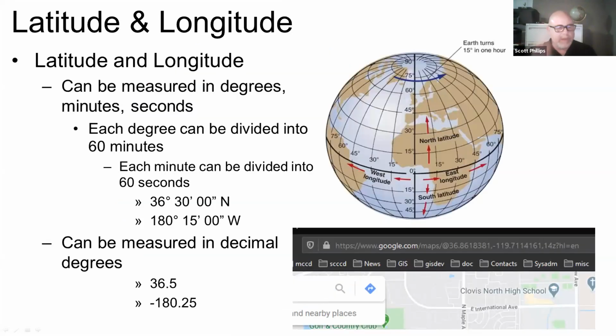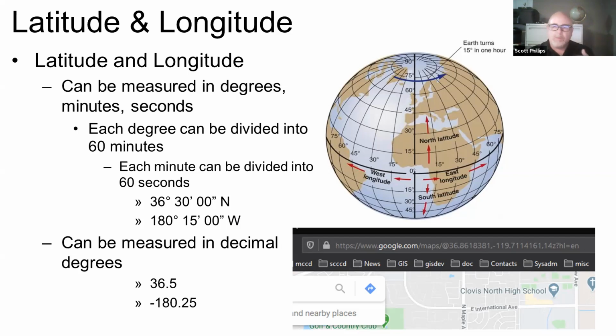Just one other note about the notation of it, that latitude and longitude, historically, we've had a system of describing them in degrees and minutes and seconds, kind of like with time, where for each degree of latitude, that can be subdivided into 60 minutes. So 1 degree can be chopped up into 60 minutes. And each one of those minutes can be chopped up into 60 seconds. And so, for example, you might have a location that's at 36 degrees, 30 minutes, and 0 seconds north, maybe 180 degrees, 15 minutes, 0 seconds west.